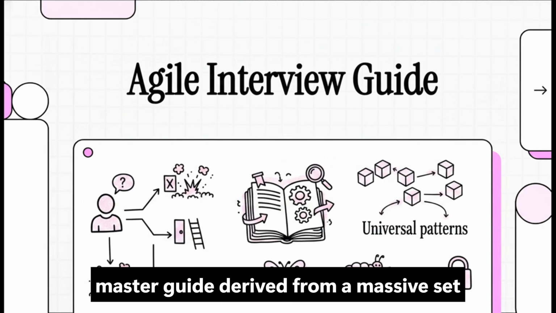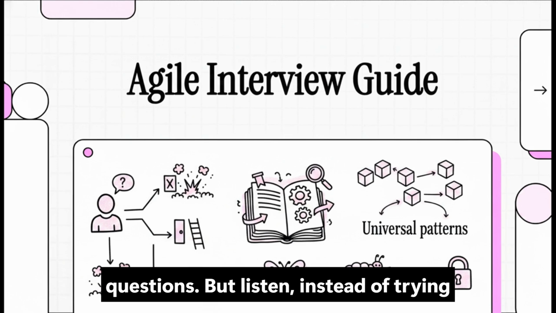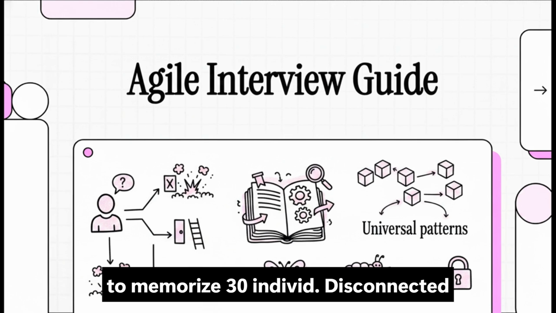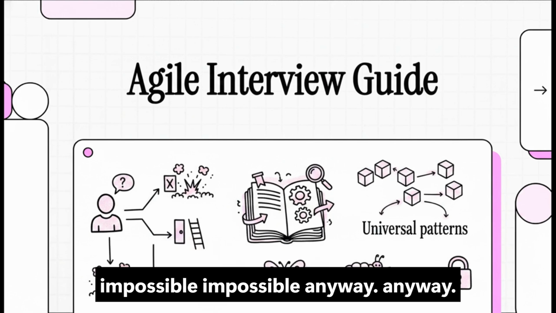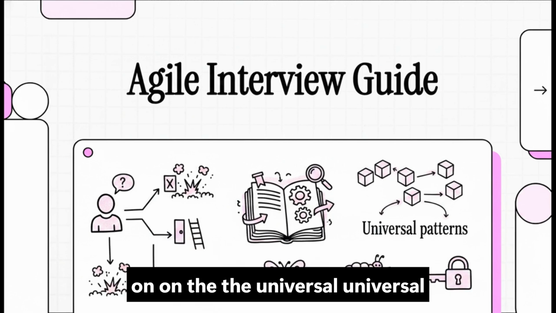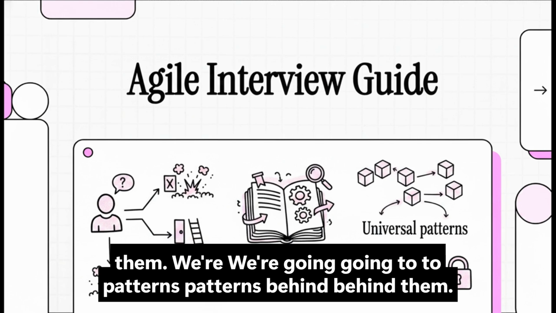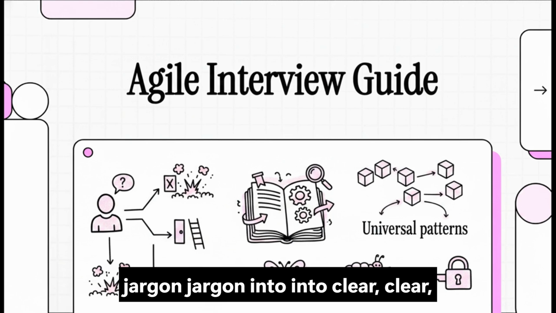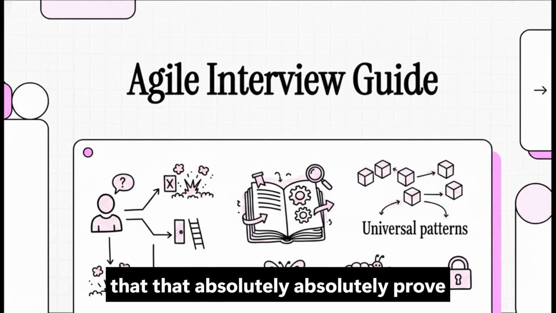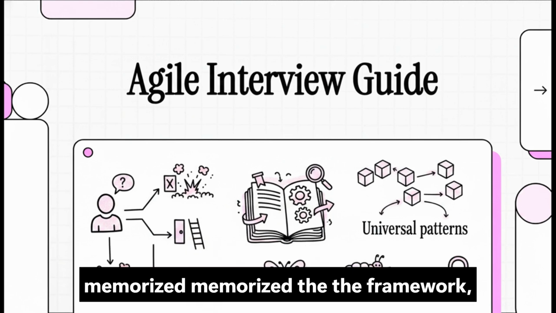We're looking at a master guide derived from a massive set of 30 universal Agile interview questions. But listen, instead of trying to memorize 30 individual disconnected answers, which is practically impossible anyway, we're going to focus on the universal patterns behind them. We're going to transform all that complex technical jargon into clear, relatable analogies that absolutely prove you haven't just memorized the framework, but you've actually mastered it.